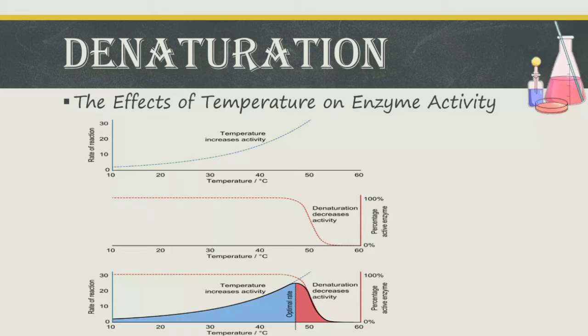The effects of temperature on enzyme activity. Top: increasing the temperature increases the rate of reaction. Middle: the fraction of folded and functional enzyme decreases above its denaturation temperature. Bottom: consequently, an enzyme's optimal rate of reaction is at an intermediate temperature.